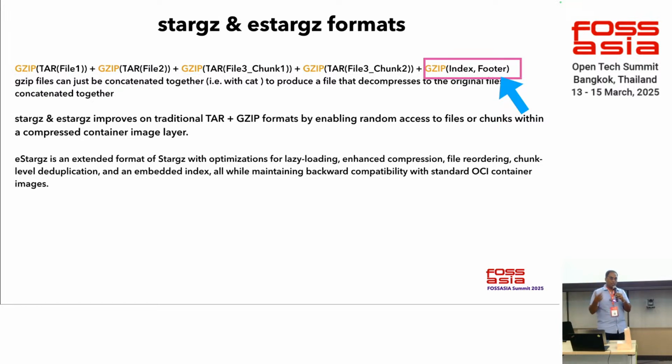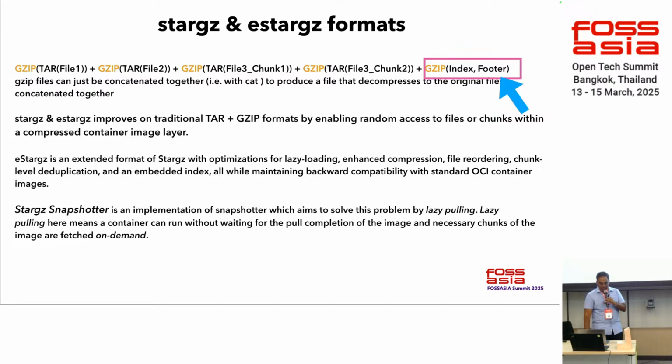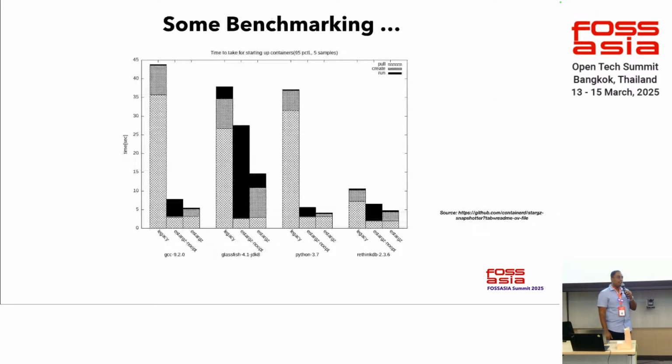You can lazily pull an image. That means any tool, any runtime like containerd, can choose which file it wants to run based on the Dockerfile and other instructions, and retrieve only those files from the container registry and run them. And this significantly improves your pull time as well as your create and run times.